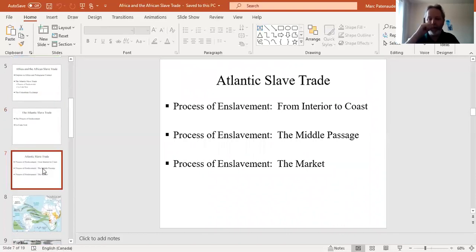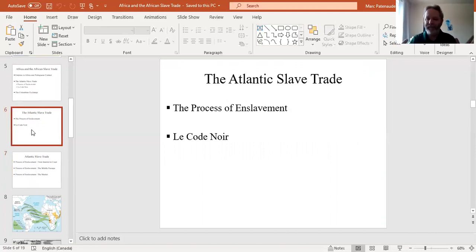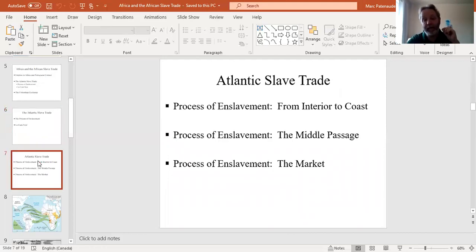So, the process of enslavement for the African slave trade, I skipped ahead. So this is how it's going to be broken down. The Atlantic slave trade: I'm going to talk about the process of enslavement, then I'm going to talk about Le Code Noir. And the process of enslavement can be broken down into three constituent parts.